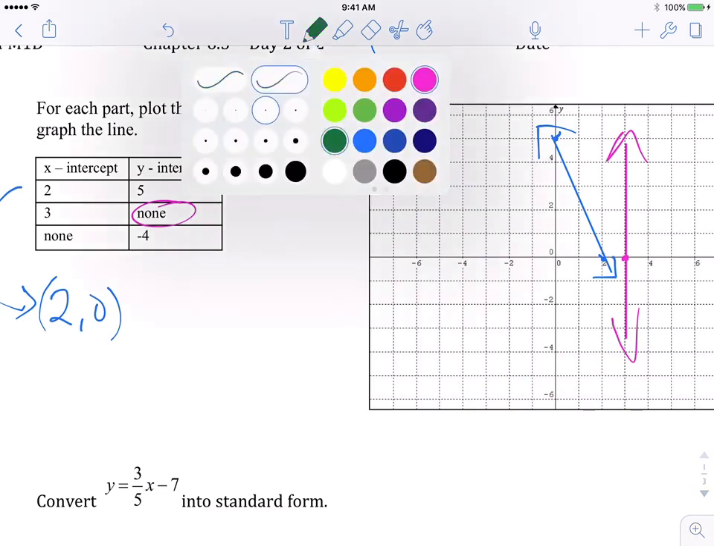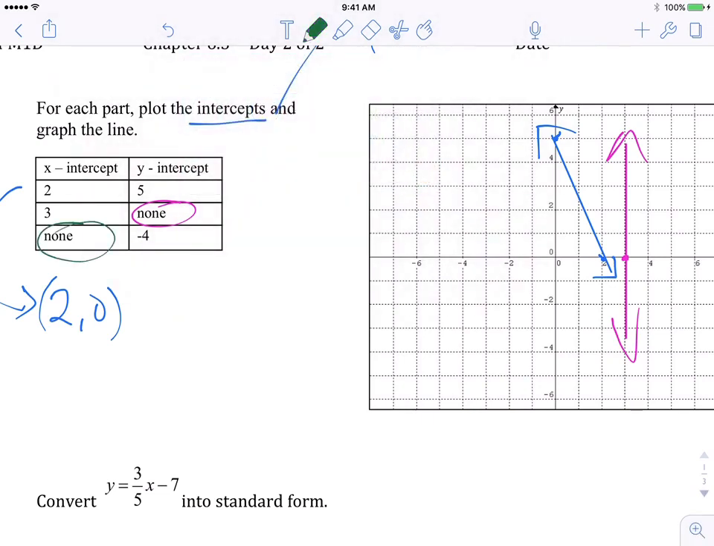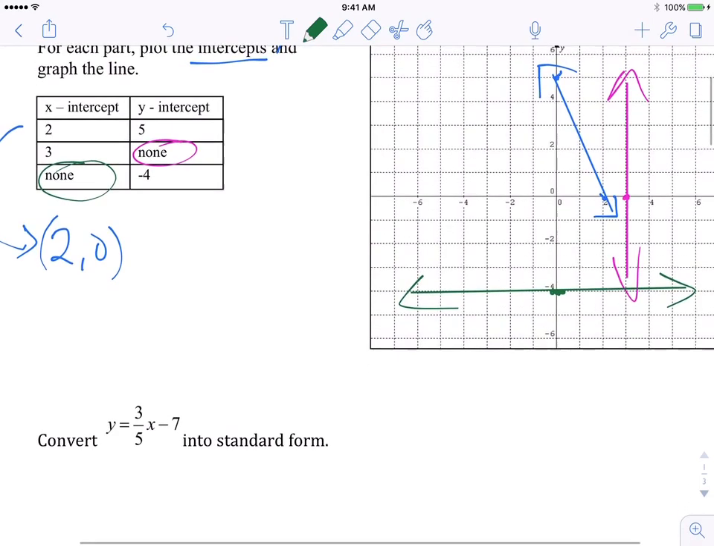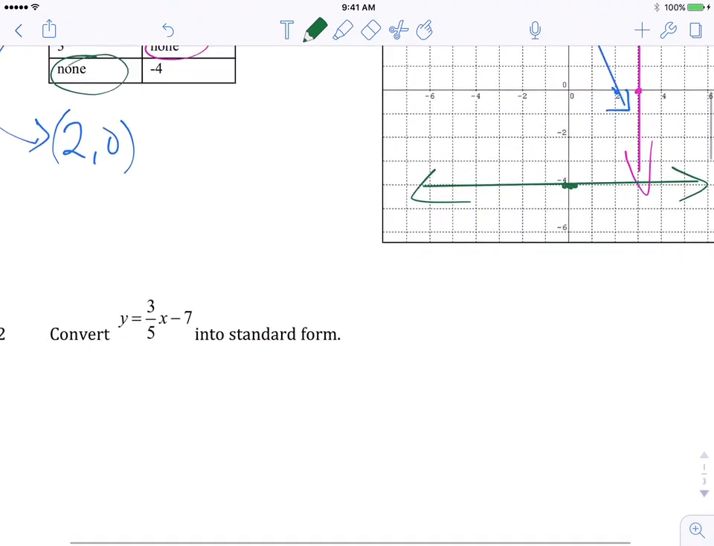In the next example, we have the x-intercept being none, and the y-intercept is -4. So here we are, a y-intercept of -4, but we're not going to pass through the x-axis because we are parallel to the x-axis. This line will never touch the x-axis, but it will have a y-intercept of -4, and along that line the y value will always be -4.